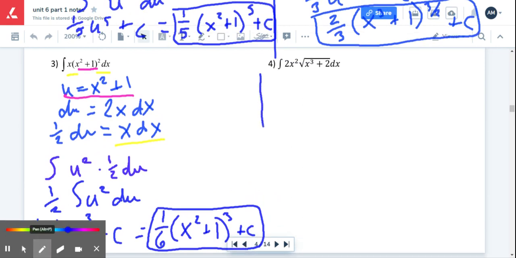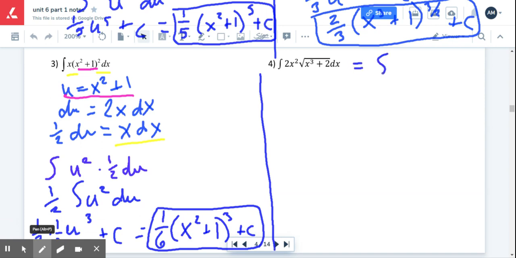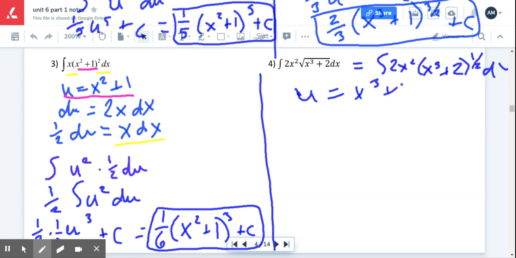And we have one more with a similar issue as that. So again, I'm going to rewrite this so that I don't have a radical. So 2x squared times (x cubed plus 2) to the 1/2 dx. I'm going to let u be x cubed plus 2. du is 3x squared dx.